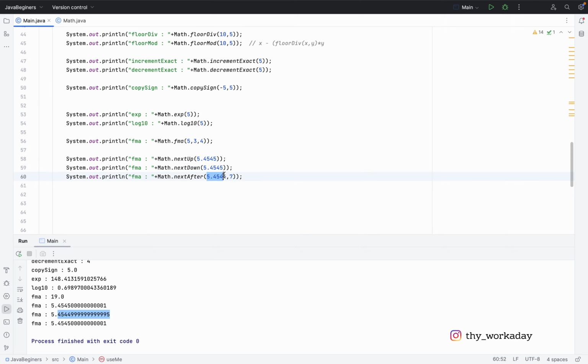So what it will do is it will increment the first parameter in the direction of the second one. Increment means increment or decrement, any one, in the direction of the second parameter. Second parameter is 7, so it will increase the value from 4.5 to above. If I give 3 here, it will give you the down value. Sure, you got it, right? It is giving the down value. So this is what this function will do.